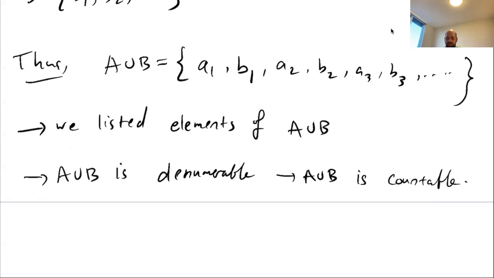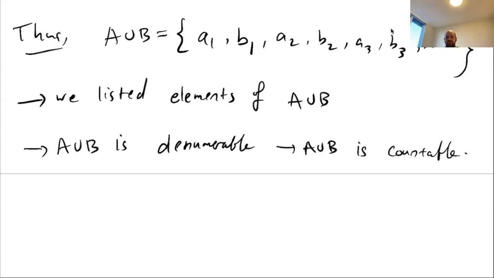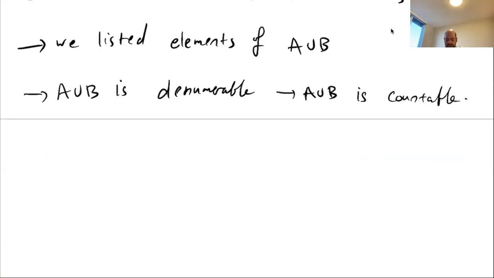Okay. Now that we have proved this property, we can show that the set of rational numbers is also countable. Please remember last time we showed that the set of integers is countable because it is denumerable. Now I want to show that not only the set of integers, even the set of rational numbers is denumerable. The set of rational numbers looks very big, right? But it is denumerable.